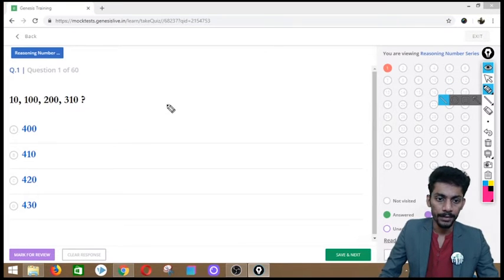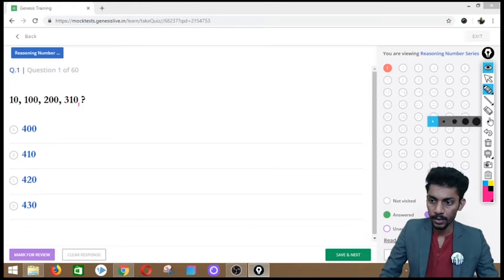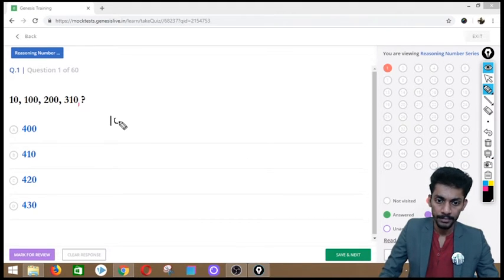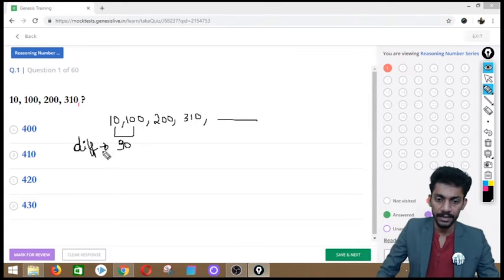Okay, question number 1: 10, 100, 200, 310, dash. Let's see the difference first. What is the difference here? The difference is 90. 100 minus 10 is 90. I write it as diff. We are calculating the difference.